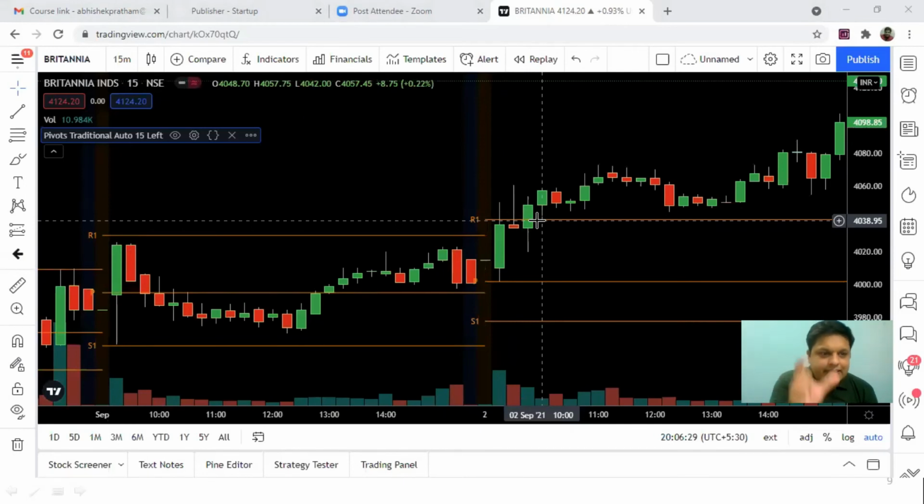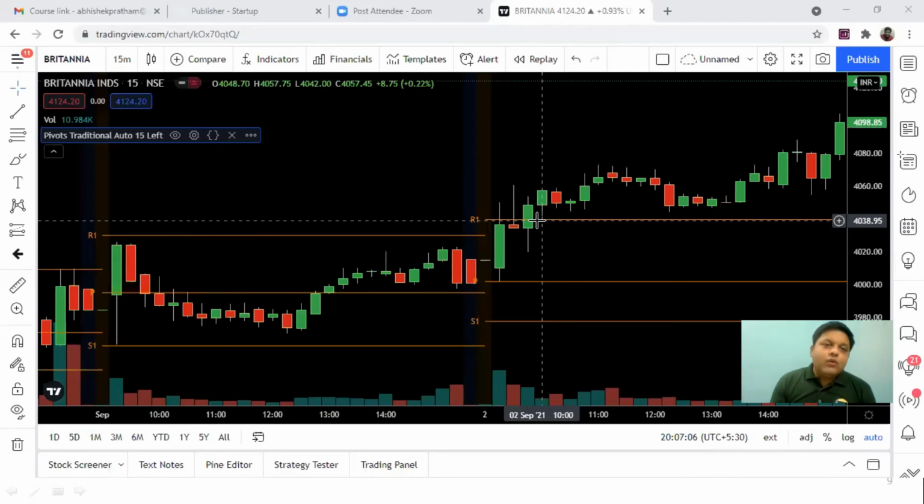Is this trade setup very clear? I need two things here. First, a good closing. I need a good closing above the resistance. And I need to see whether it is breaking the previous day's high or not. Right?